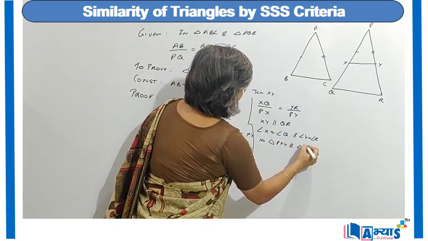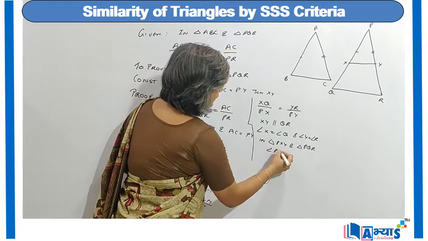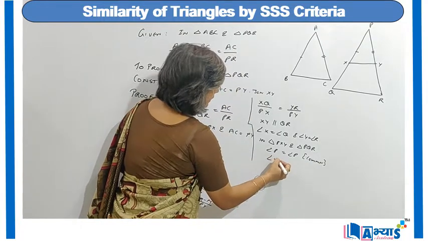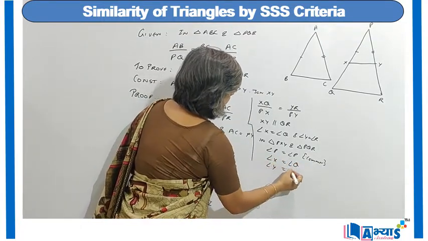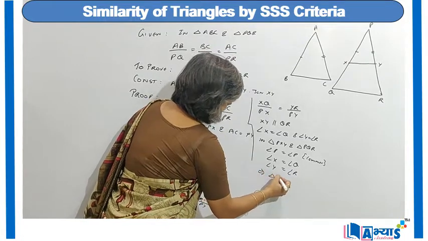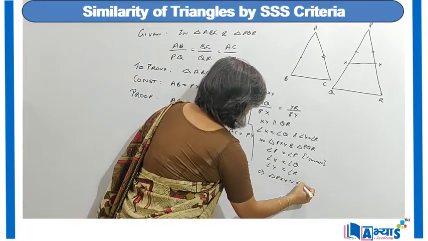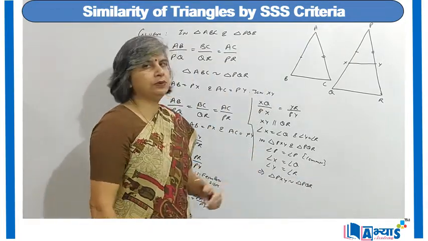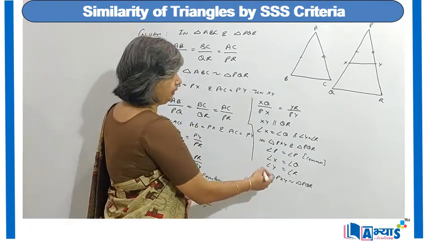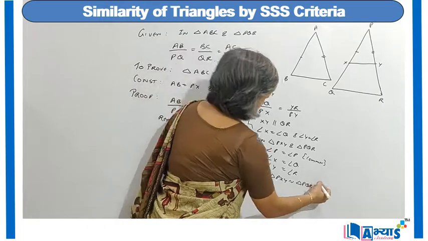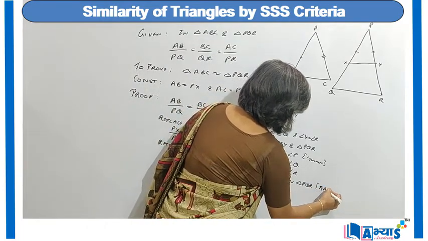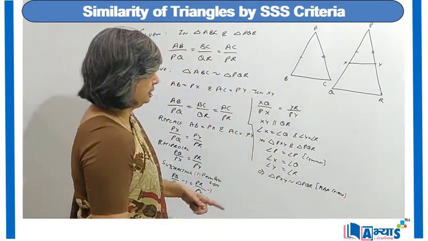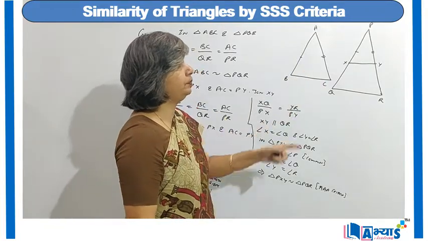Now in triangle PXY and triangle PQR, angle P is equal to angle P, common in both, and angle X is equal to angle Q, angle Y is equal to angle R. This implies triangle PXY is similar to triangle PQR, because three angles of one triangle are correspondingly equal to three angles of the other triangle. So the triangle PXY is similar to triangle PQR by AAA criteria. So we can say that triangle PXY is similar to PQR.